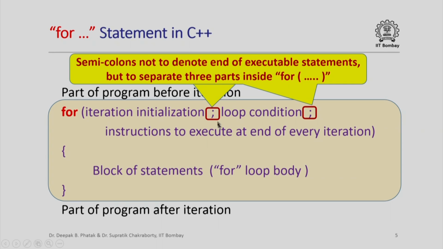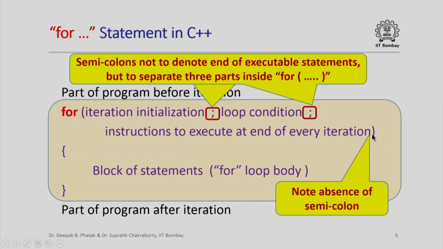Now note the use of semicolons here to separate the three parts of this for construct. The first part is the initialization, the second part is the loop condition, and the third part are instructions to execute at the end of every iteration. Now here semicolons are not being used to denote the end of executable statements, unlike what you have seen earlier, but here semicolons are being used to separate the three parts of the for loop. Note also that we do not put a semicolon here because, as I said, the semicolons are just used to separate the three parts of the for loop.